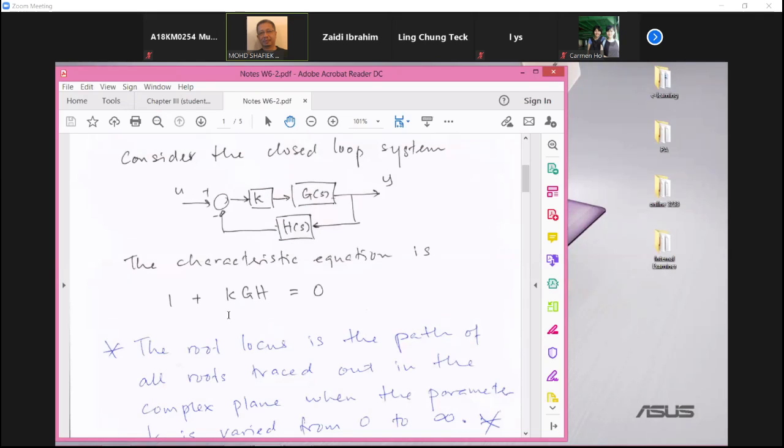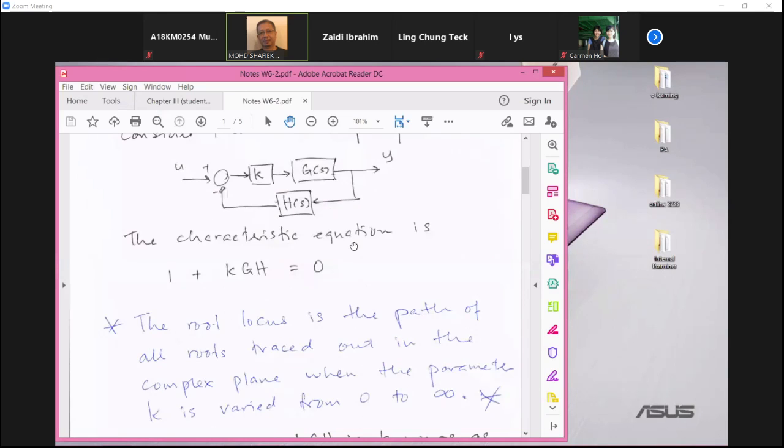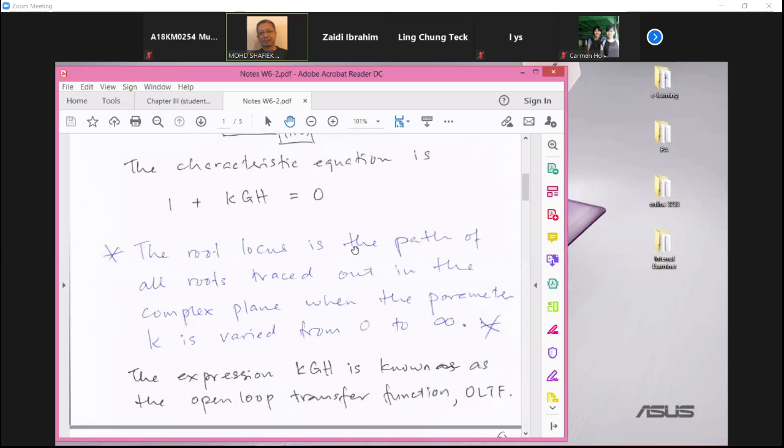But the root locus diagram is written in blue here. The root locus is the path taken by all roots when they are traced out in the complex plane when the parameter K is varied from 0 to infinity. The root locus tells us the location of all roots on the complex plane when K is varied from 0 to infinity.